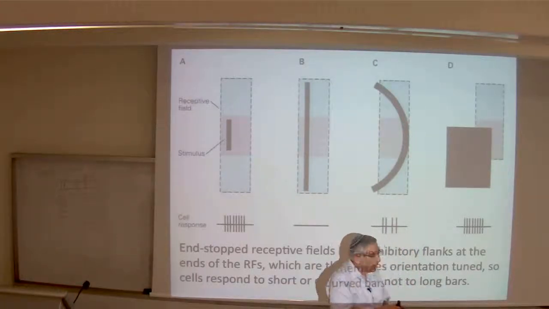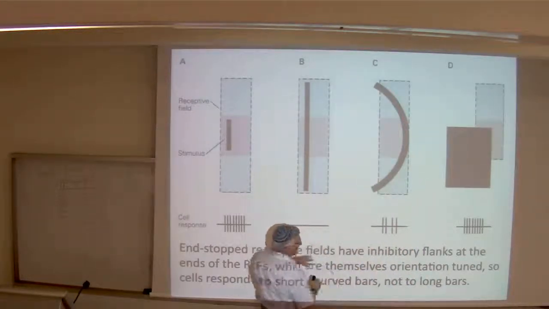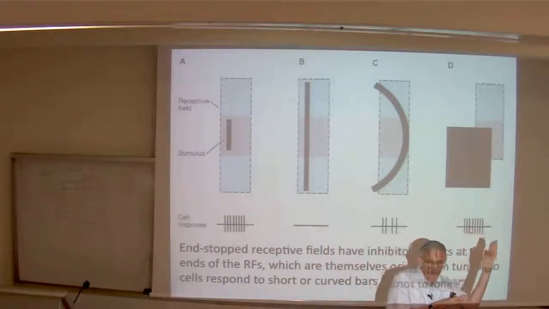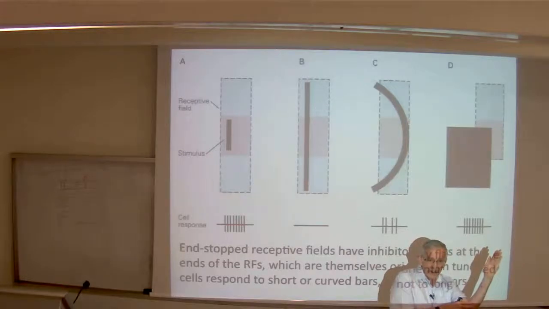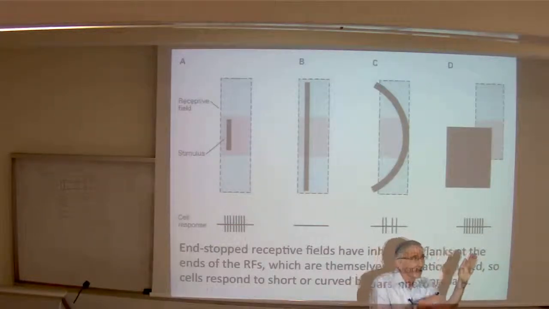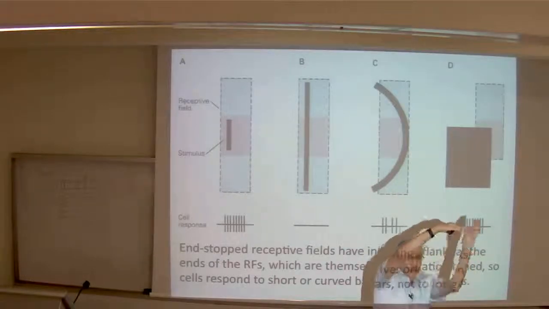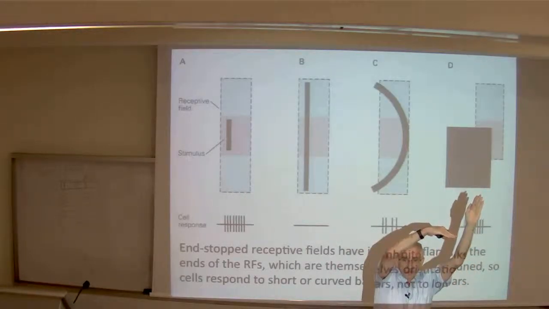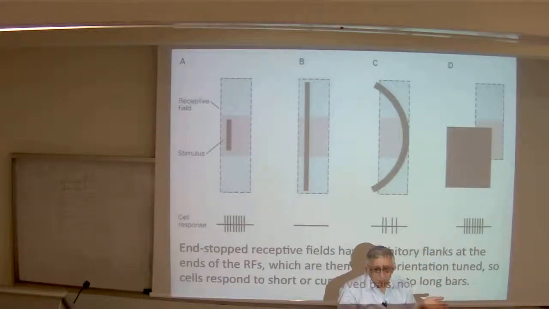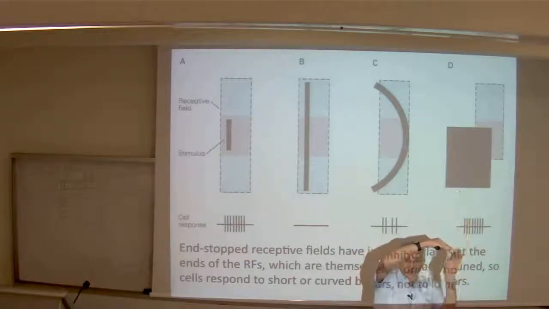And what is hypercomplex? Simple has to have this orientation exactly here. Complex can have it anywhere within here. And the hypercomplex says, oh yes, but it has to stop here. If it's too long, then it doesn't respond. And then they found that there are also simple cells which, if the line is too long, don't respond. So they called it end stopping.